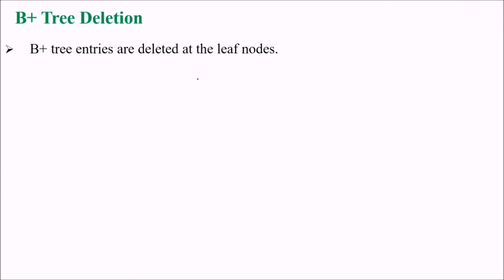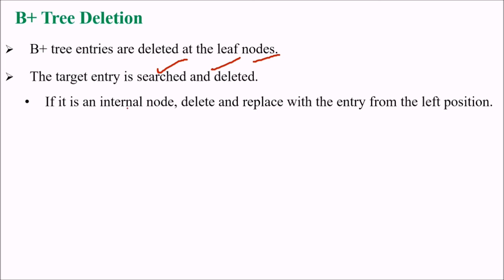What about deletion? The B plus tree entries are deleted at the leaf node. The target entry is first searched and then deleted. If it is an internal node, then we delete and replace it with the entry from the left position, and after deletion the underflow is again tested.